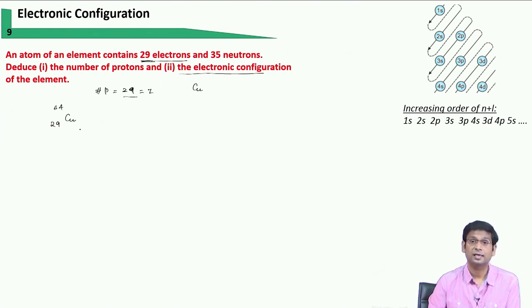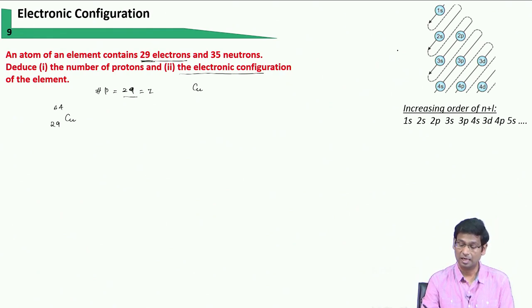We will have to find out the electronic configuration for this. To do this, you remember that we have to arrange the orbitals in their increasing order, and we get this increasing order by taking the n plus l value. So, we have 1s, then we will fill 2s, then 2p, then 3s, then 3p, then 4s, then 3d, 4p. This diagram I am sure you are familiar with.